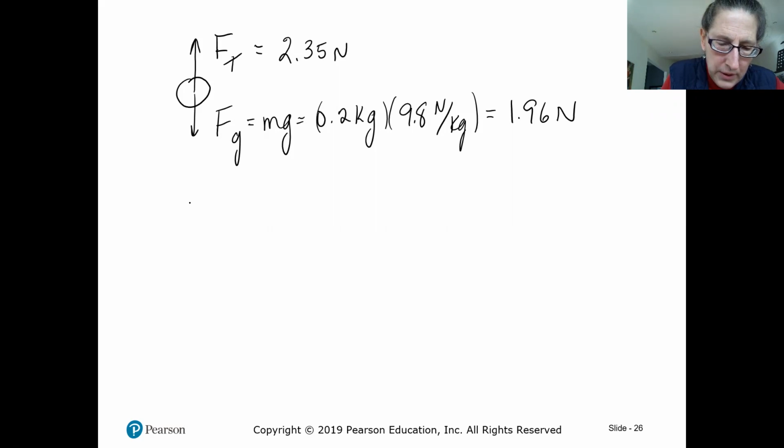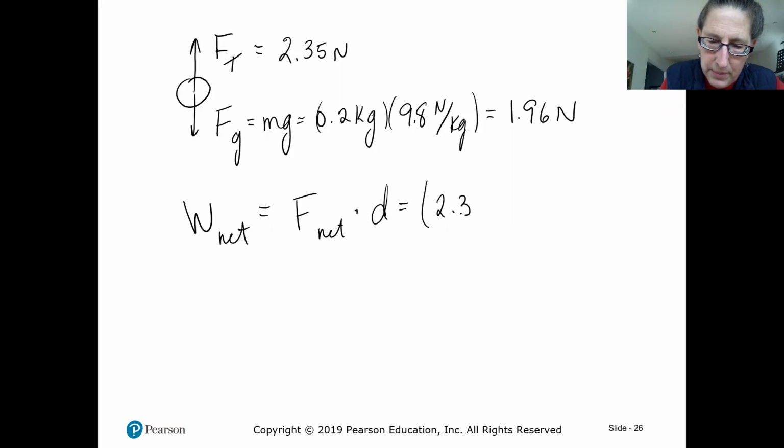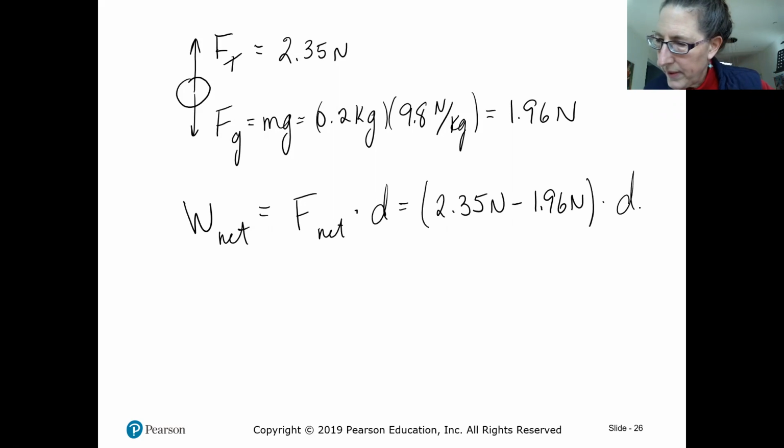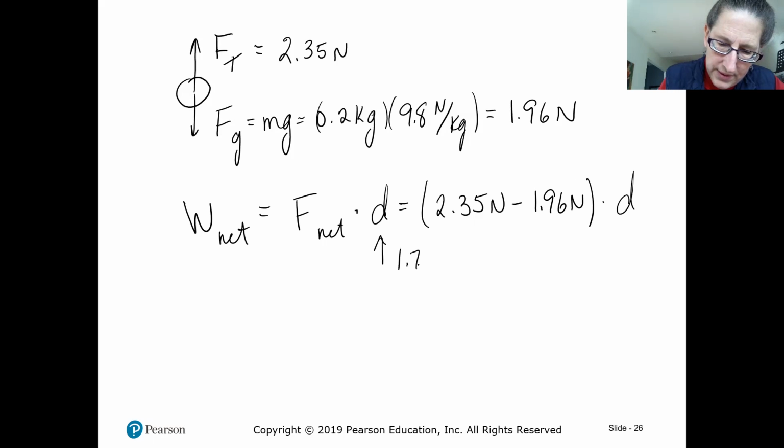Now it is the net result of these two that determines what its final speed will be. So we have two choices. We can do W net is F net times D. F net is up minus down. So it'll be 2.35 minus 1.96 times D. Now, does it tell us how far? Yep, it's going to go up a distance of 1.75 meters. So this is given as 1.75 meters.